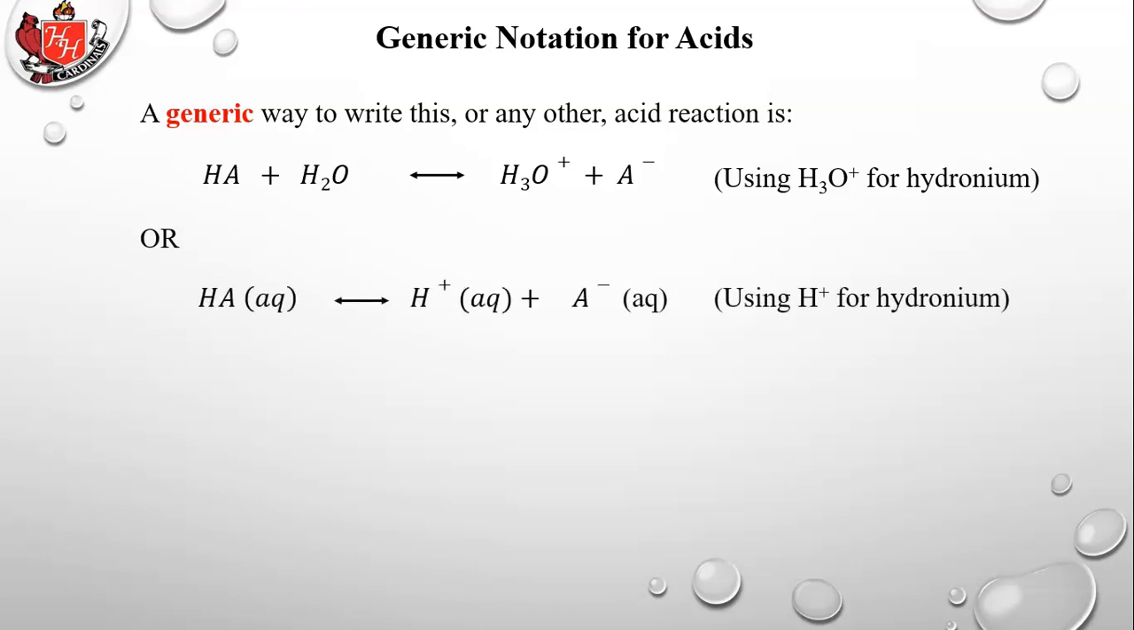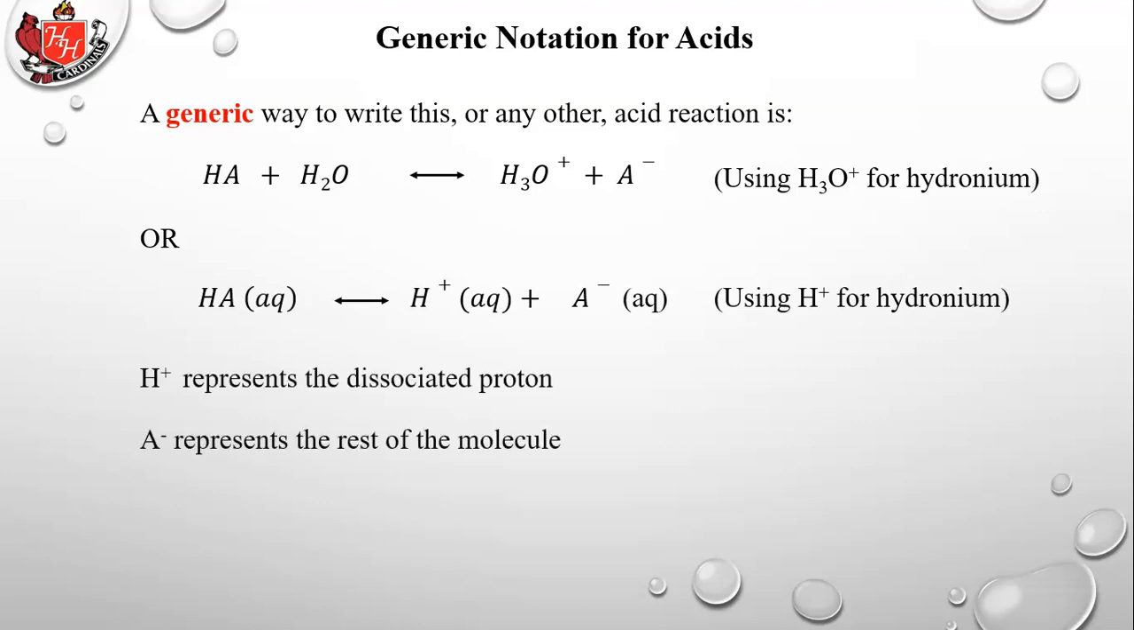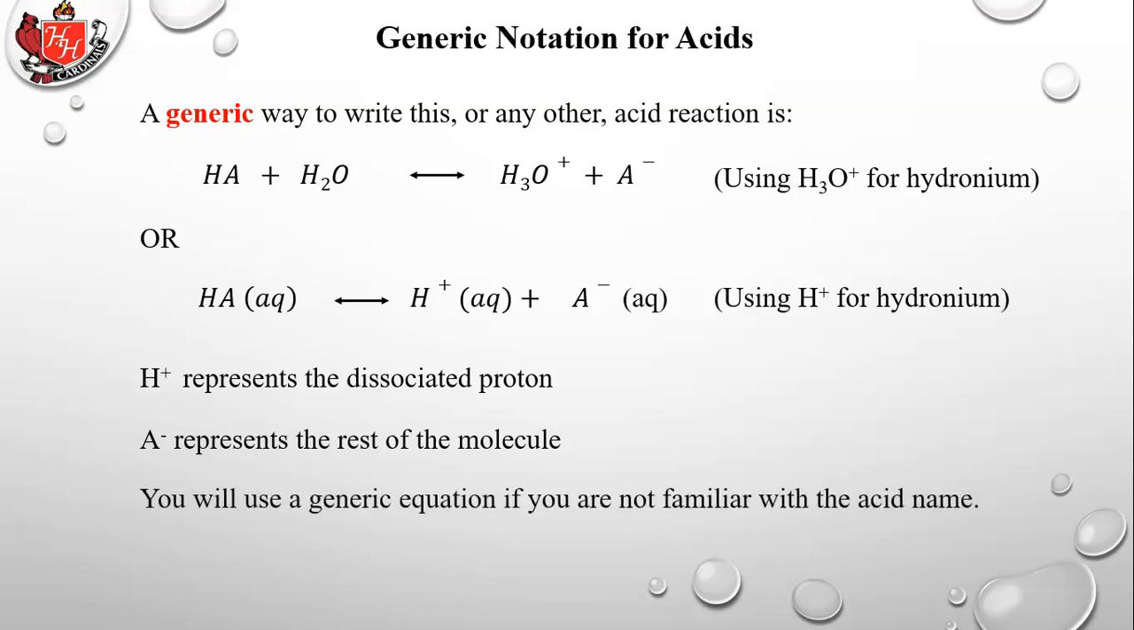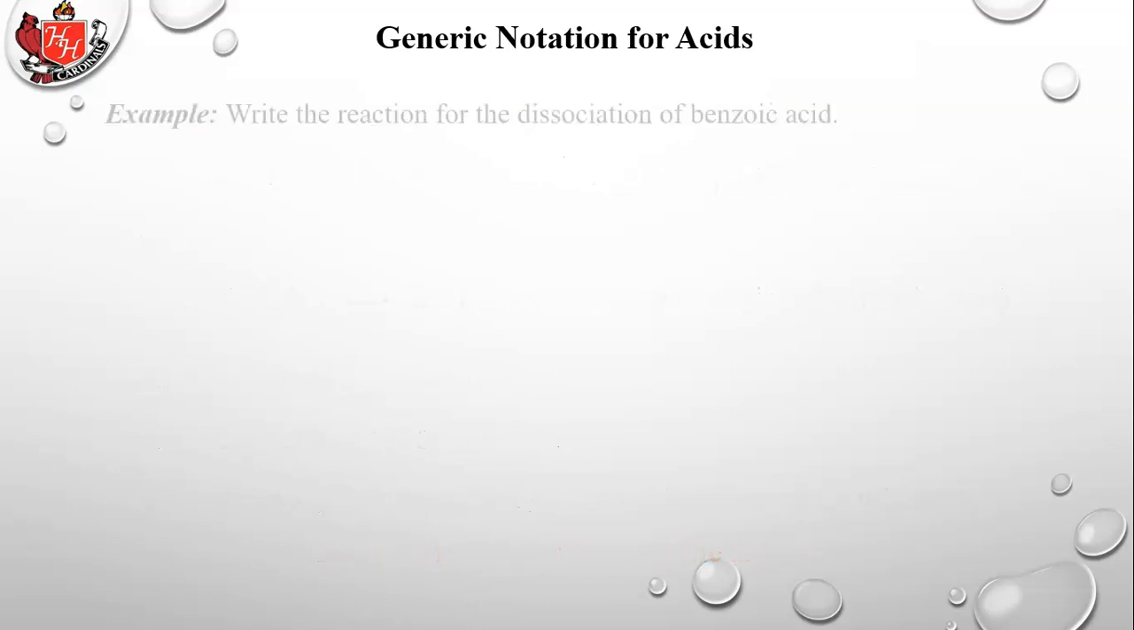Or here's the other way, you can write the abbreviated notation. HA produces H plus A minus. H plus represents the dissociated proton, in other words it's just a proton, and A minus represents the rest of the molecule. You will use a generic equation if you are not familiar with the acid name. So all acid reactions behave the same, so they would all follow this general type of formula.